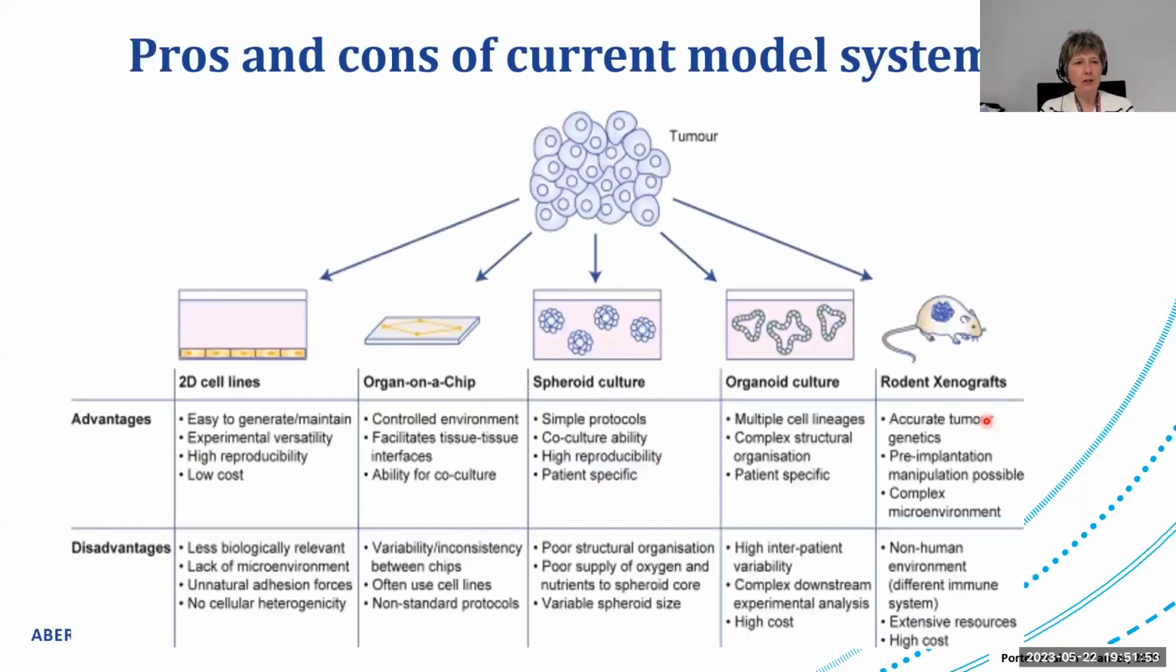So to summarise, I have this afternoon shown you various different cell culture model systems with a particular focus on breast cancer. And here are some of the advantages and disadvantages of using the different systems that I have described. I've also got rodent xenografts at the end here.